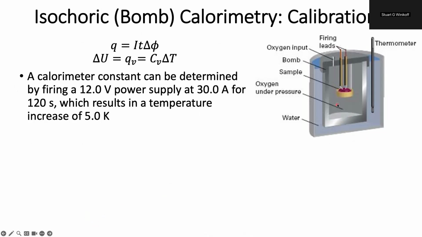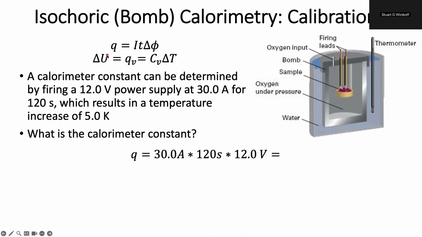Very commonly, a lot of these firing leads are going to be hooked up to a 12-volt power supply, which is often going to run at something around 30 amps. In order to generate enough energy to really heat my calorimeter, I'm going to run this for a full 120 seconds. And when I do this, I'm going to get an increase in temperature of about 5 Kelvin. So using all of this information, I should be able to determine my calorimeter constant.